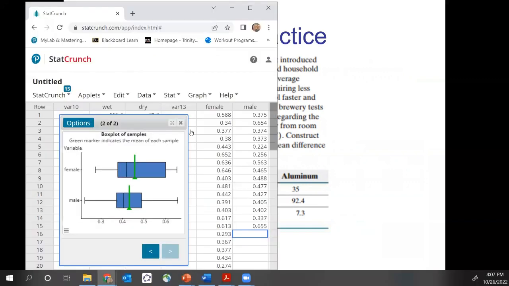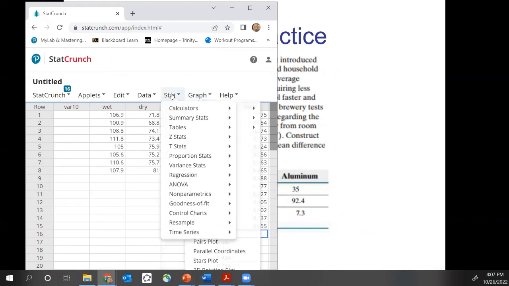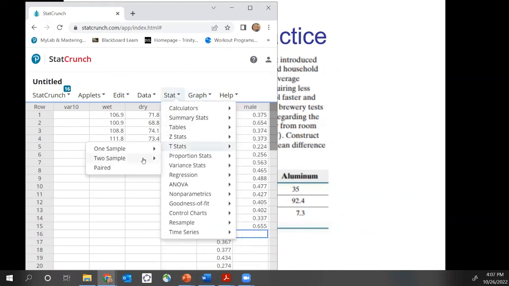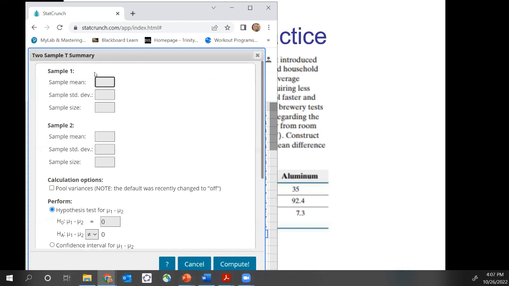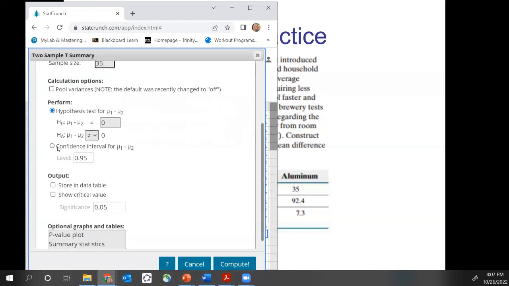All right. This one's a summary, so I'm going to go Stat, T Stats, two sample, summary. First one had a mean of 133.8, a standard deviation of 9.9, and a sample size of 42. Right, the second one's mean is the middle one, 92.4. Standard deviation is the bottom one, 7.3, and sample size is 35. We want to run a confidence interval for 90%.